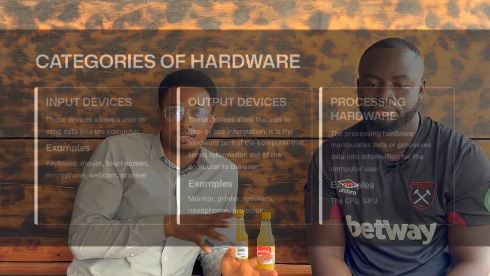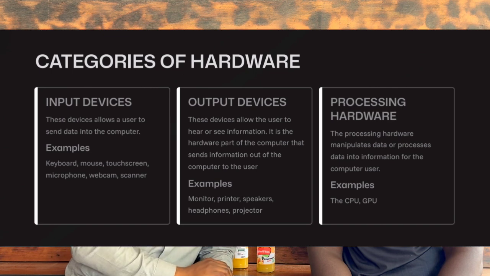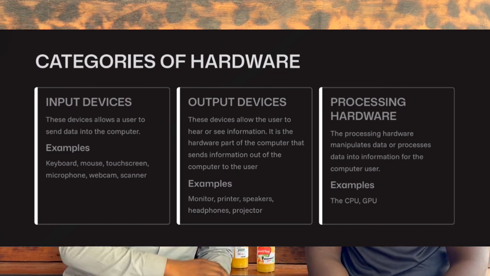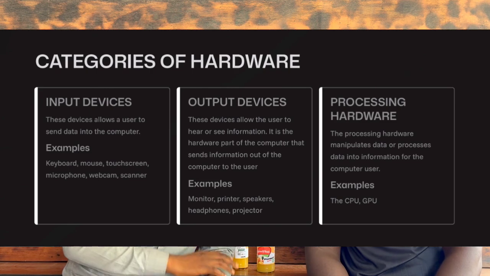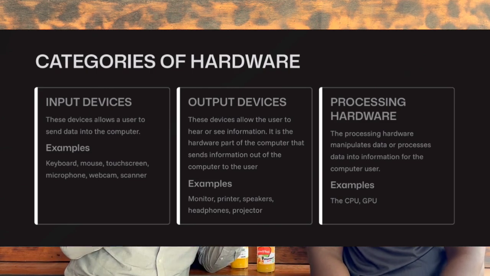So what my friend just said are some of the categories of hardware devices. We have the input devices, output devices, the processing hardware, and then the storage. Let us take you inside the computer and see what is there. At the center of everything is the motherboard.